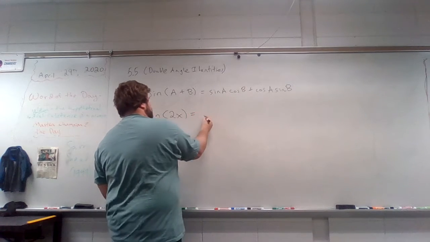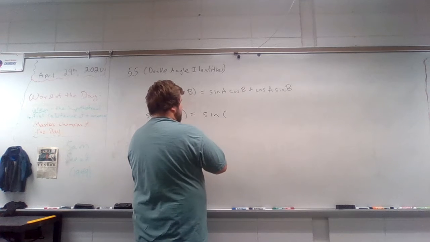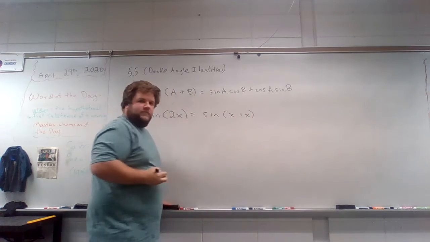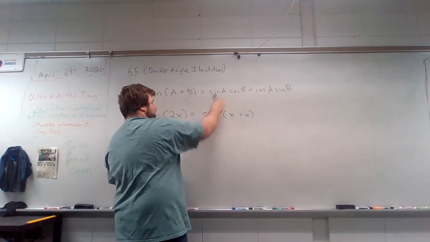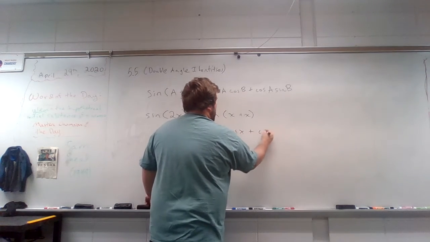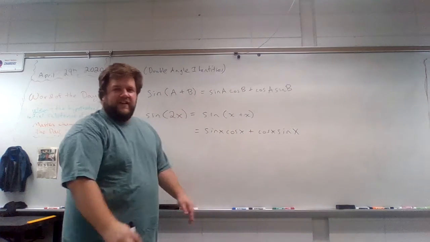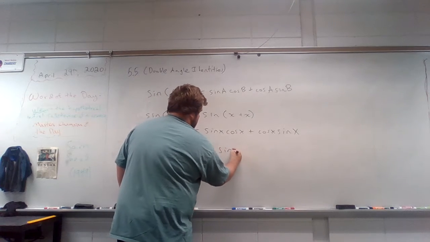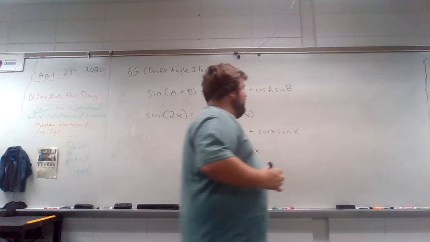All right, so this sine of 2x is sine of, say, x plus x. So I have sine of x plus x, and then by my formula, I have sine x cosine x plus cosine x sine x. And we realize that if we collect like terms there, I get 2 sine x cosine x. So that was our first one.